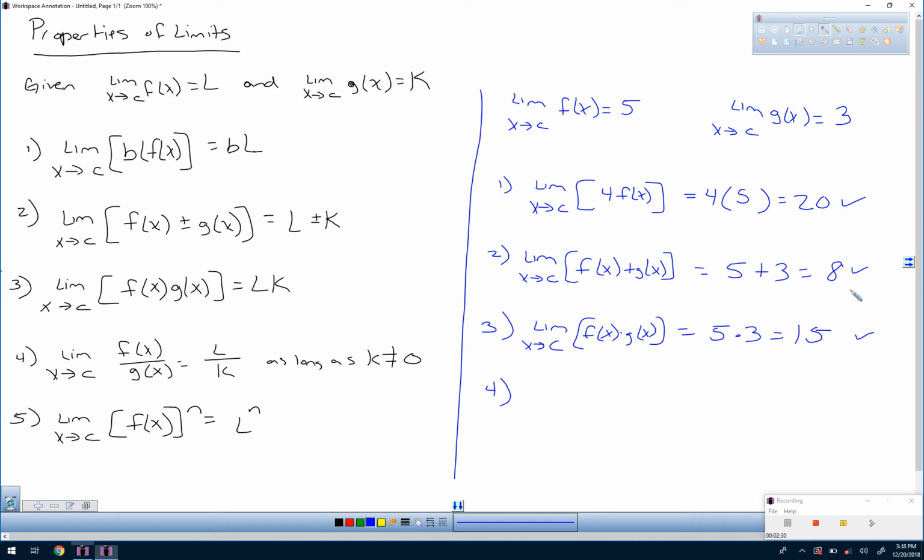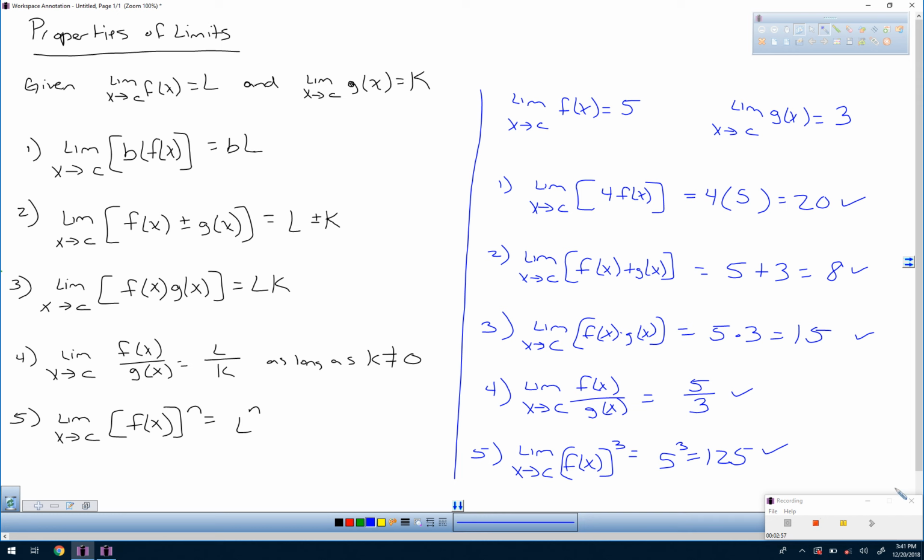And those are check marks. I'm going through each one. The fourth one, let's say I ask you the limit as x approaches c of f of x divided by g of x. Well, then that would simply be 5 over 3. Just a check mark. And then finally, if I wanted you to tell me what the limit as x approaches c of f of x raised to the third power is, then that would simply be 5 to the third power, which would be 125.